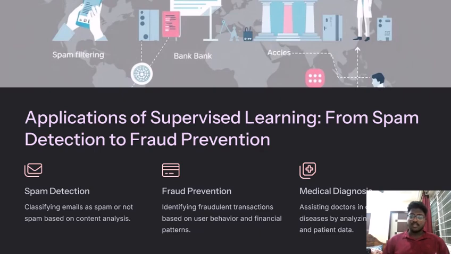Applications of supervised learning. It spans from spam detection to fraud prevention. Spam detection: it will classify emails as spam or not spam based on content analysis. Fraud prevention: identifying fraudulent transactions based on user behavior and financial patterns. Medical diagnosis: it also assists doctors in diagnosing diseases by analyzing the patient's data. So it clearly helps in our day-to-day life.